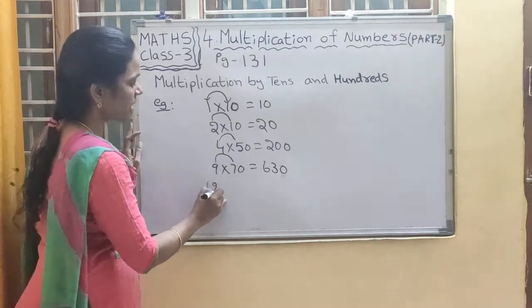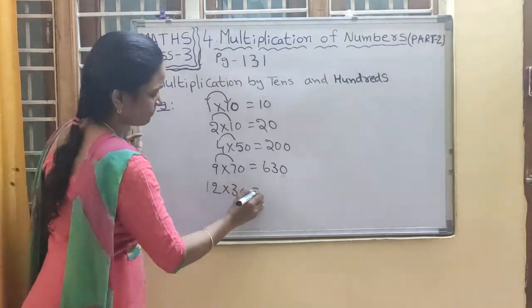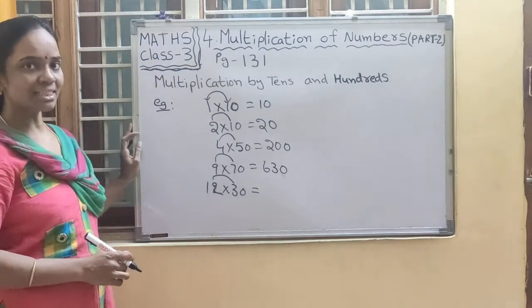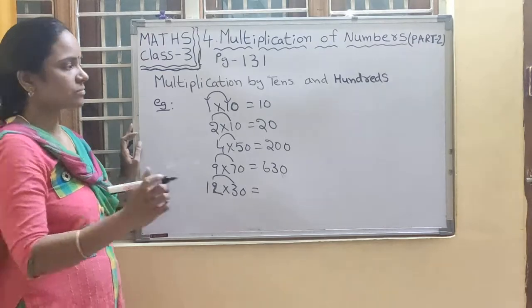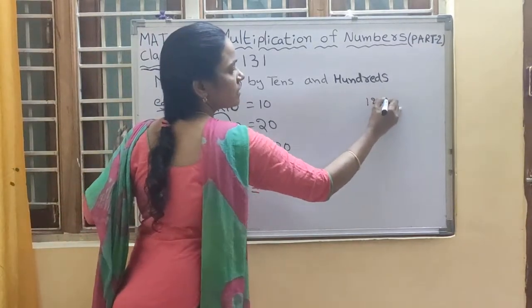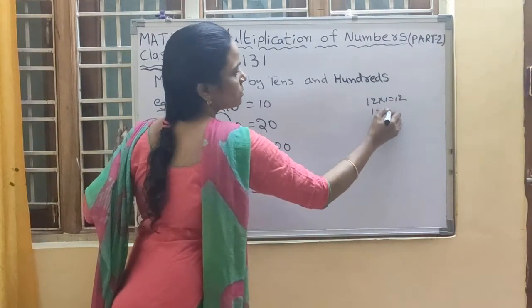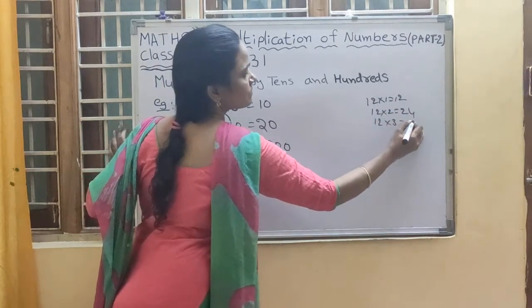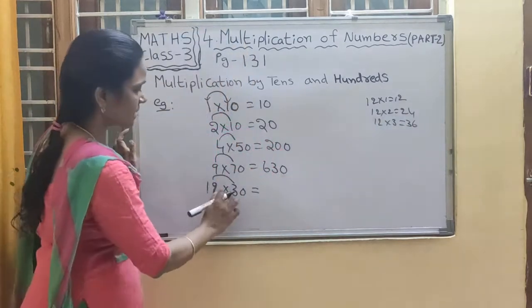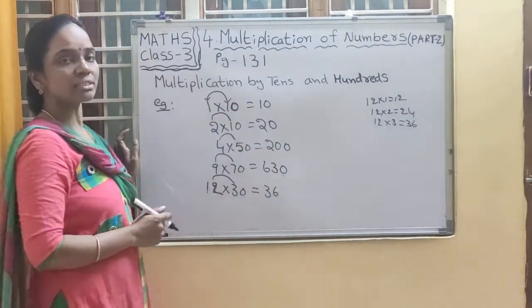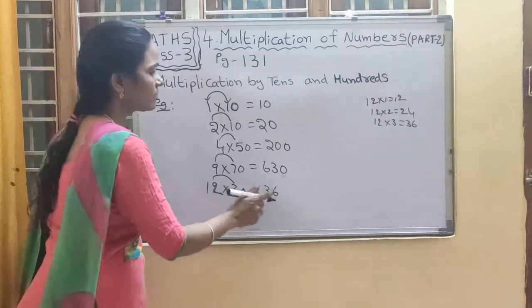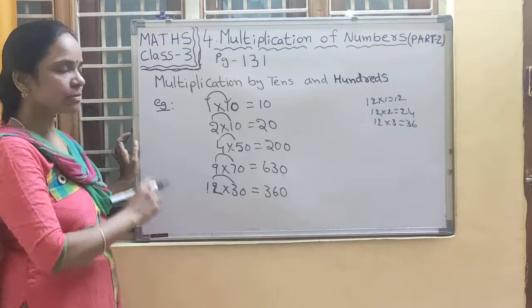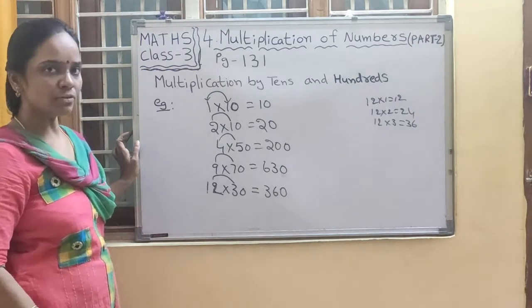Yes. 12 into 30. Suppose 12 into 30. 12 should be multiplied by 3. 12 3s are how much? 12 1s are 12. 12 2s are 24. 12 3s are 36. So 12 3s are 36. How many zeros do I have to write there? Only 1, because we are doing it with 1 only. 360 is the answer. In this way we will write. Understood, children, all of you?